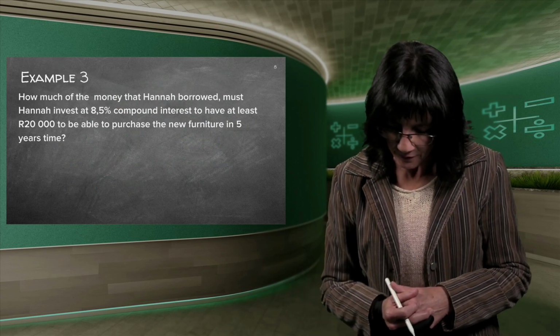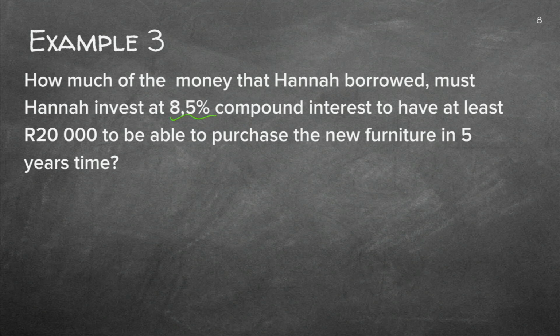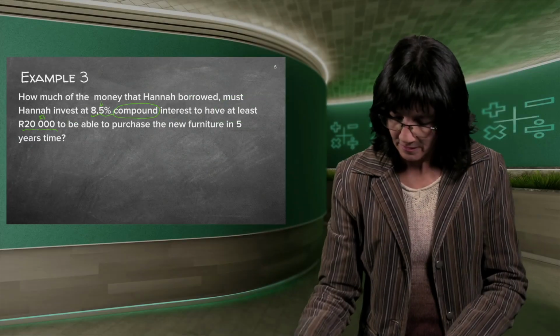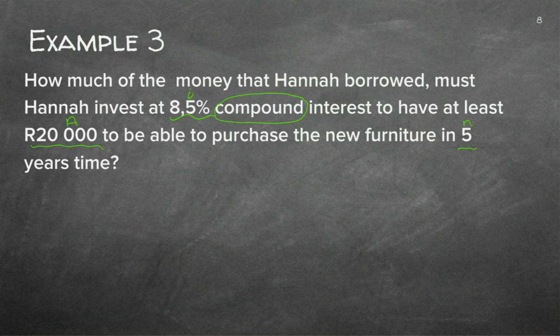Good. How much of the money that Hannah borrowed must Hannah invest at 8.5% compound interest to have at least 20,000 Rand to be able to purchase the new furniture in 5 years? So what is that 20,000 Rand? The end value. Make very sure that you do not mix up the A and the P. P is present now. A is at the end. After how long? 5 years. Just make very sure, compound.